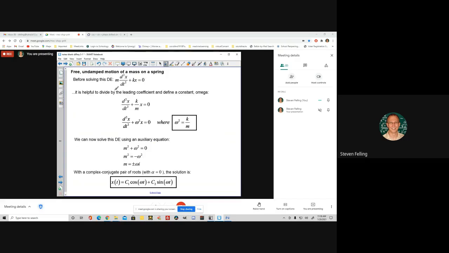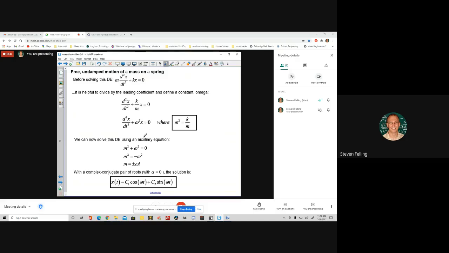Okay, so before we solve this differential equation, it's helpful to divide by the leading coefficient. So we'll get that the second derivative plus k over m x equals 0. And then it's helpful to introduce this particular symbol substitution. So we're going to replace the constant k over m with the constant omega squared. And we'll talk more about the meanings of these things later. So we'll write it in this form. And then this is a linear second order differential equation.